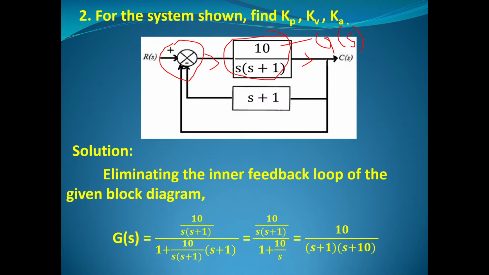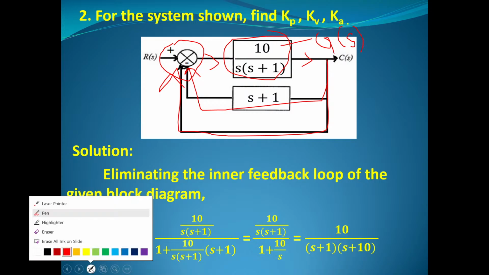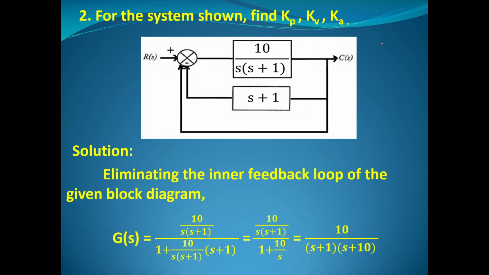Now, if you observe here, this is feedback. So there are two feedbacks here. This is our forward path gain G of S. This is one of the feedbacks, H of S. Another feedback is unity feedback. So there are two feedbacks here, and one forward path gain is there.